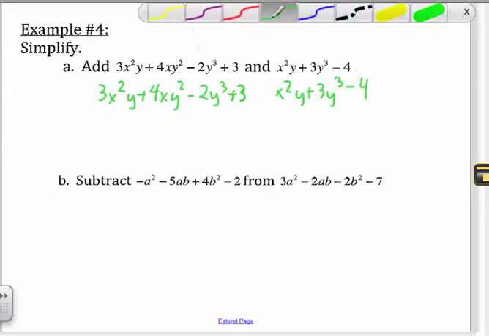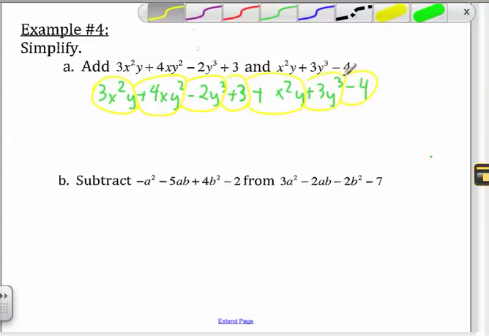So I'm going to separate these terms by drawing little circles around them so I know what they are, and I'm going to combine all the ones that are alike. Now the next problem, when it says subtract, that's going to be a little bit different. Oh, I did that last one wrong. Oh, okay. Plus 3 plus x squared y plus 3y cubed minus 4.